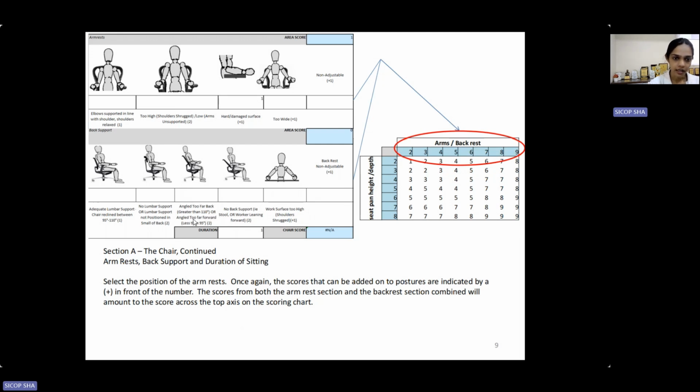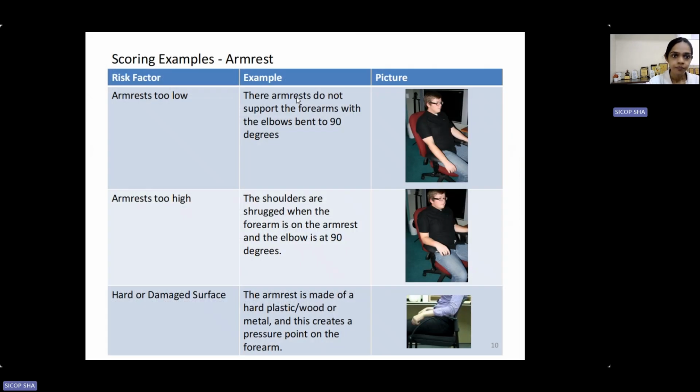Angle too far back, that is greater than 110, or angle too far forward, less than 95 degrees, is scored as 2. No back support, that is a stool or the worker leaning forward, is graded as 2. If the work surface is too high, that is the shoulders are shrugged, then it is scored as +1. The addition of both scores is then represented on the horizontal axis, that is arm and back rest, and a total score is obtained.